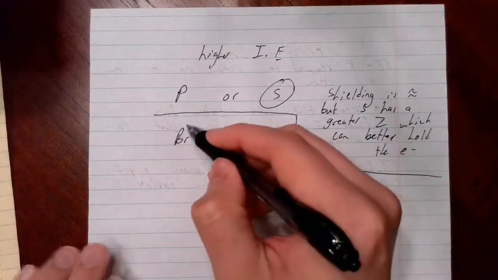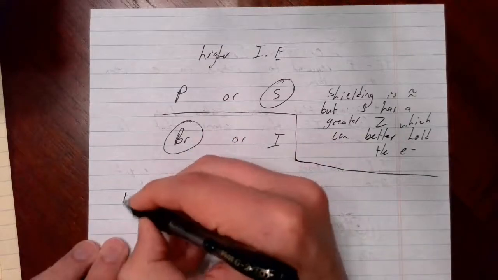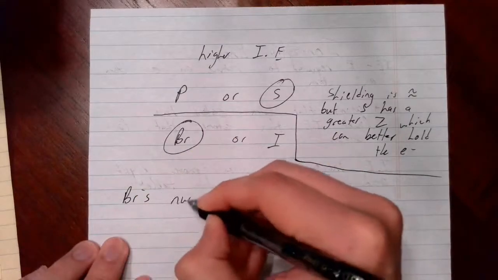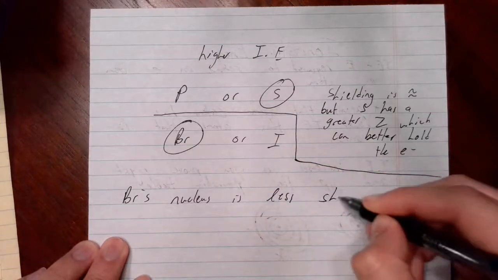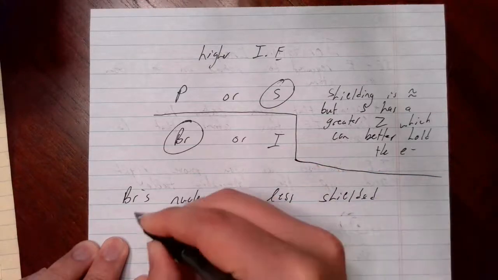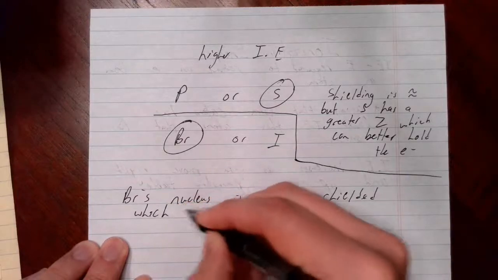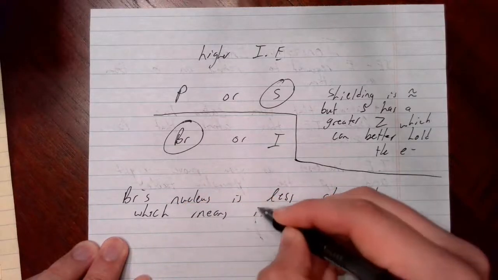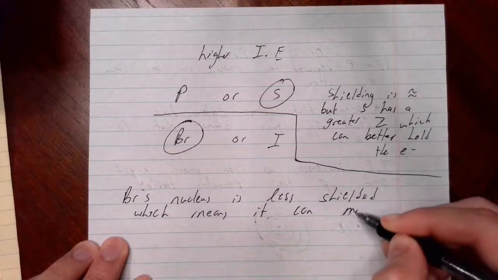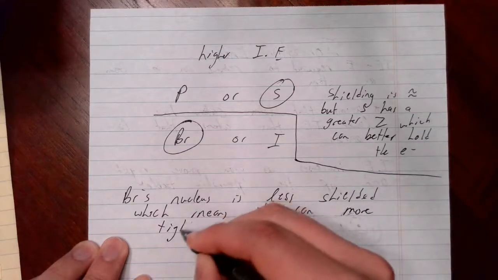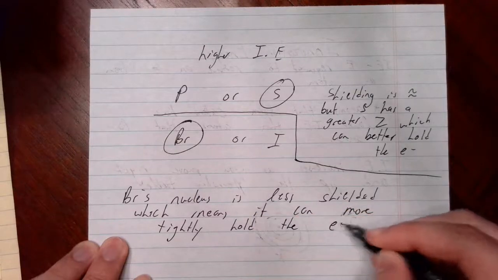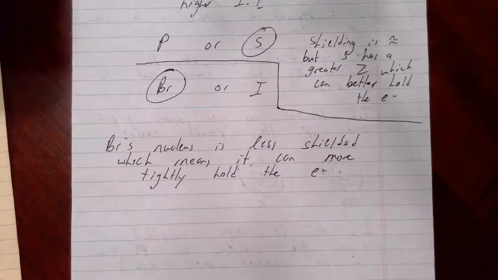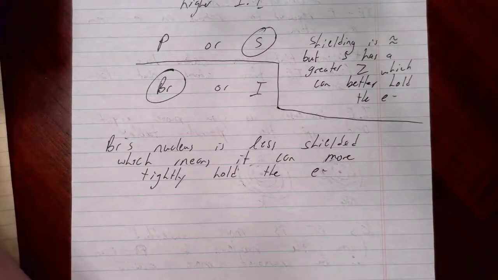So bromine versus iodine, correct answer is bromine. So bromine's nucleus is less shielded, which means it can more tightly hold the electron. So if it can more tightly hold the electron, that means it's difficult to pull the electron away, and therefore has a higher ionization energy.